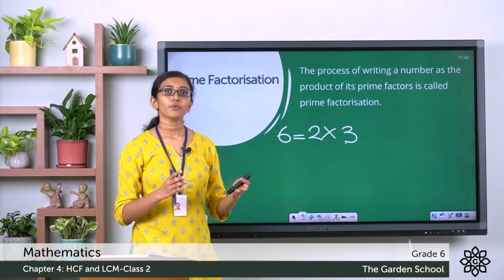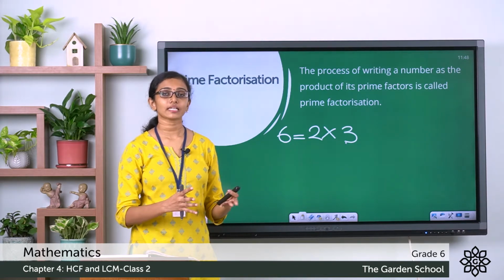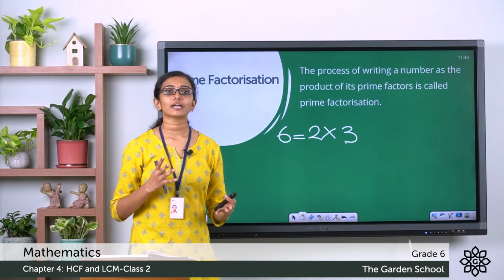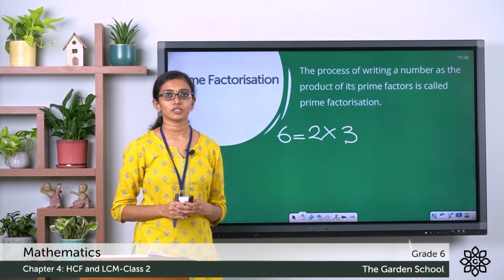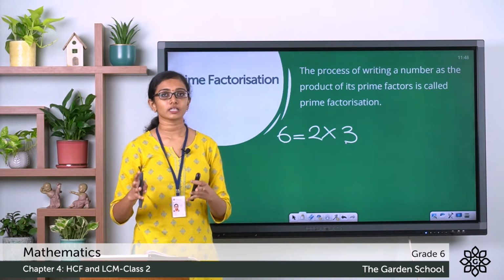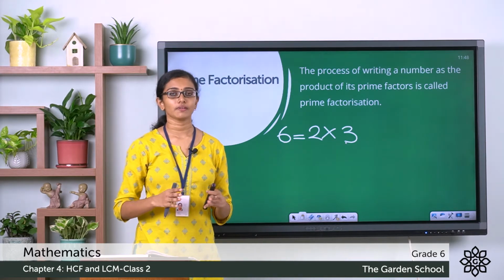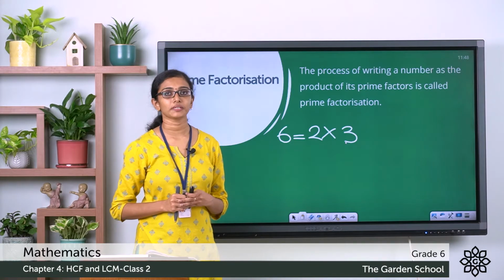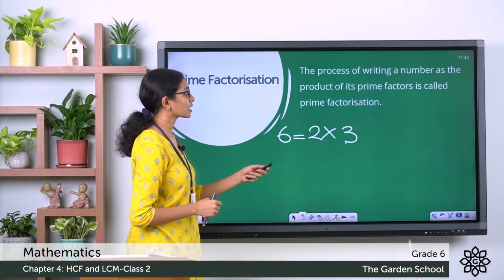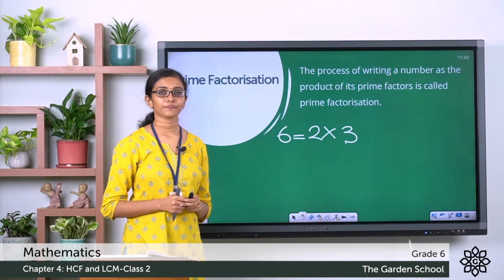When you find out the factors of a number and express that given number as the product of all these prime factors, you call that prime factorization. Again, you find the factors of a number and all the factors are prime numbers, then you are doing prime factorization of the given number. Let's see the definition once again. The process of writing a number as the product of its prime factors is called prime factorization.